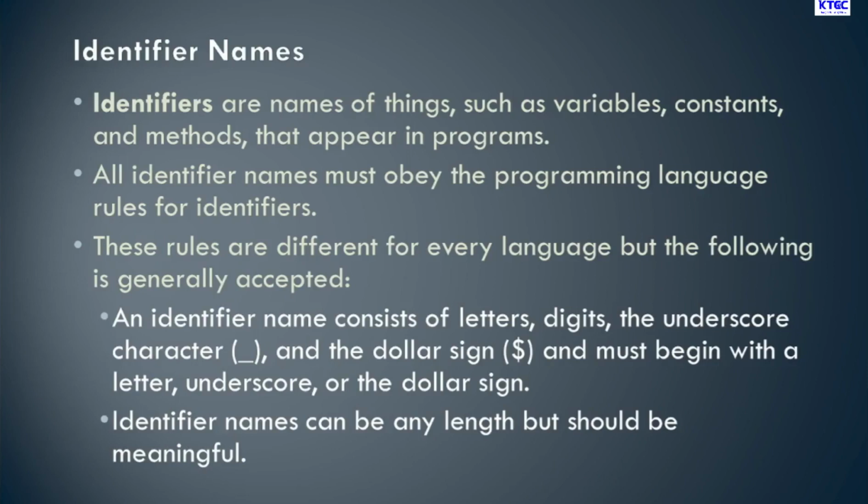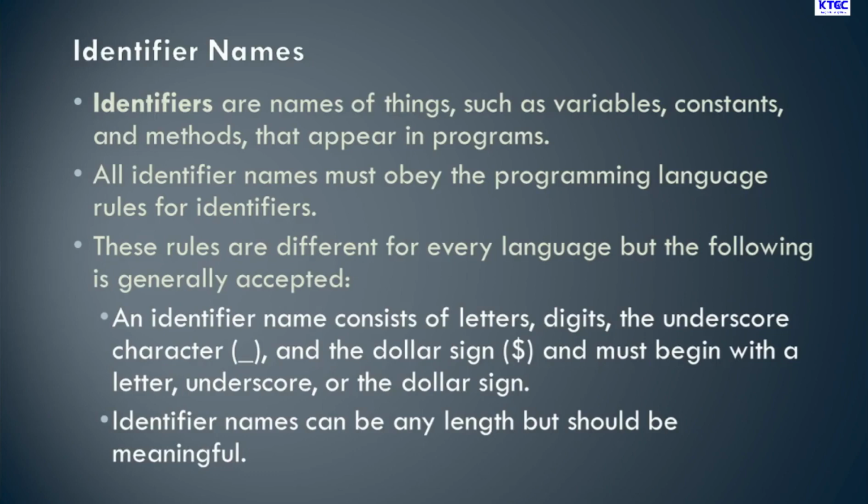Now we have identifier names. When we say identifier, it is something that identifies something, names that identify things within others. Now let's come into the world of programming. Identifiers are names of things such as variables, constants, and methods that appear in programs. Basically, identifiers here are the names of our variables, the names of our constants, and the methods that we have in our programs.